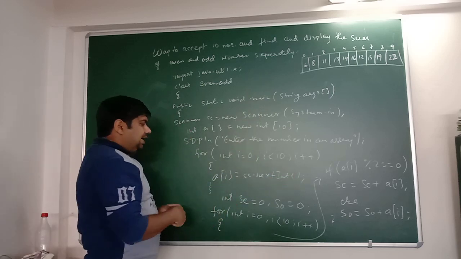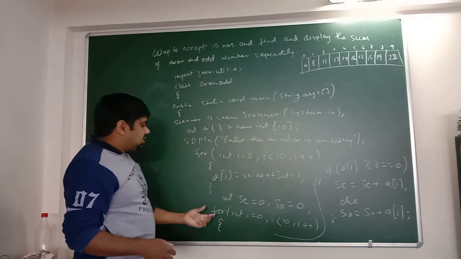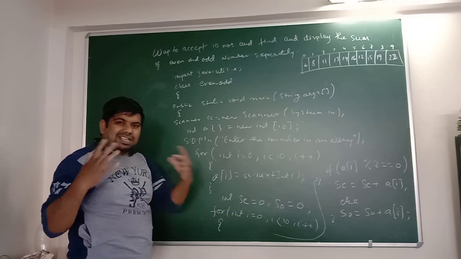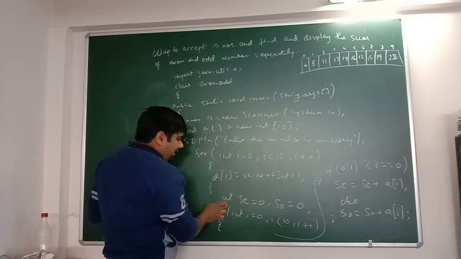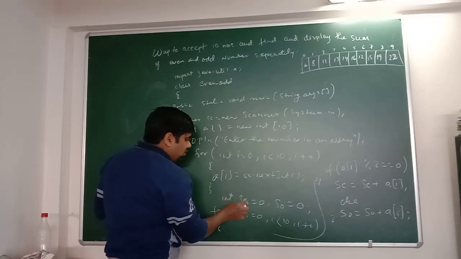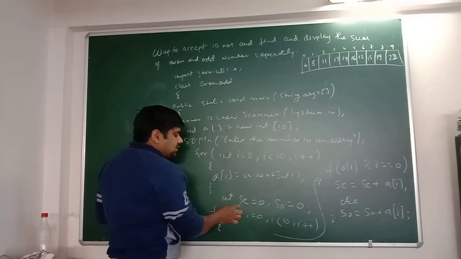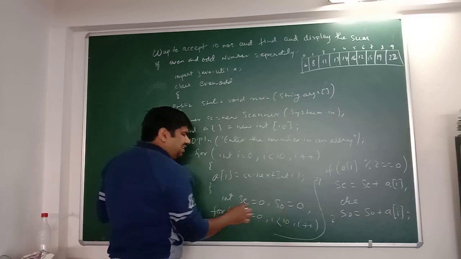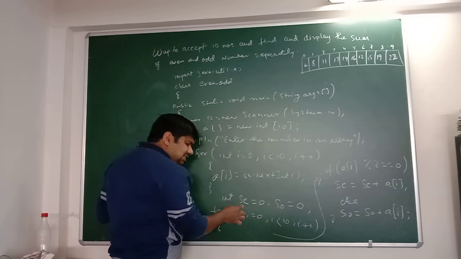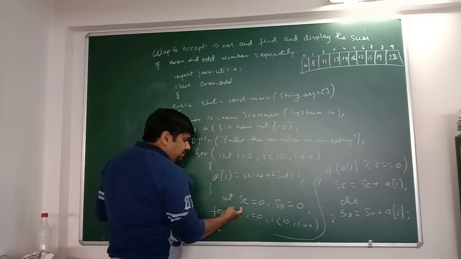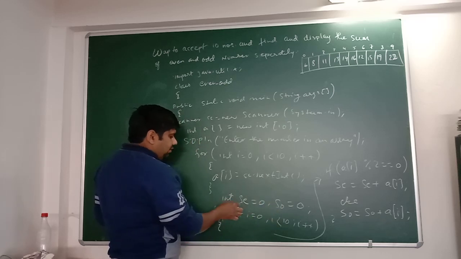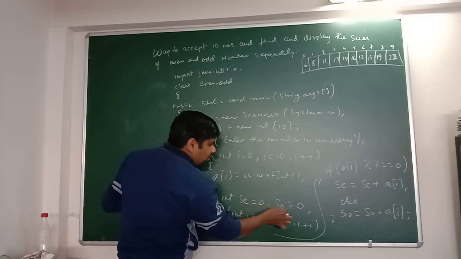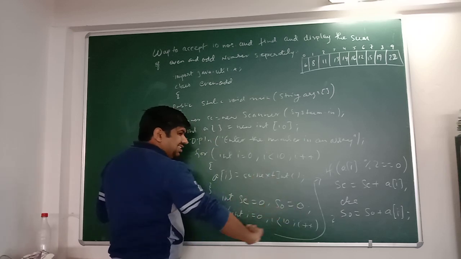Now again, we have to find the sum of even numbers and odd numbers separately. For that, students, we declare one more variable, int se = 0. Se means sum of even, and so means sum of odd. You can write anything here, x for even and y for odd, anything. To make it easy, I have written se = 0 and so = 0. These are the two declarations I have done.